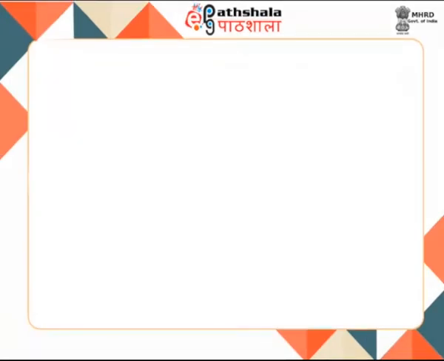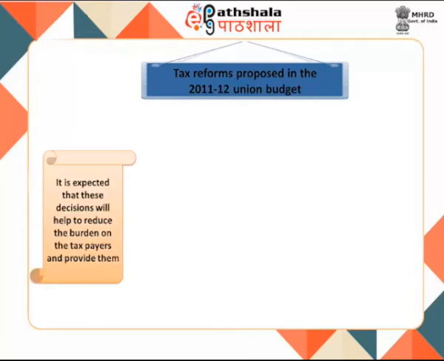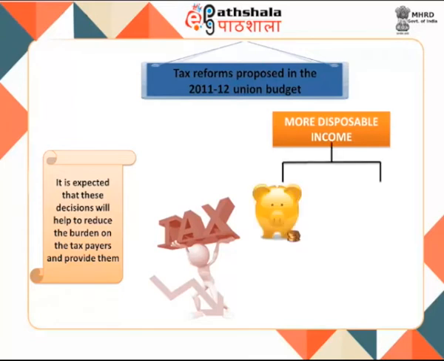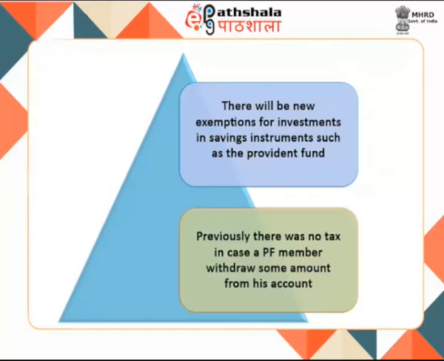Let us look at some further changes in Indian tax system. As per the tax reforms proposed in the 2011-12 Union Budget, the tax slabs have been liberalized to a significant extent. It is expected that these decisions will help to reduce the burden on the taxpayers and provide them with more disposable income that can be used for other purposes such as savings and investments. There will be new exemptions for investments in savings instruments such as the Provident Fund. Previously, there was no tax in case a PF member withdrew some amount from his account, but that will change now.